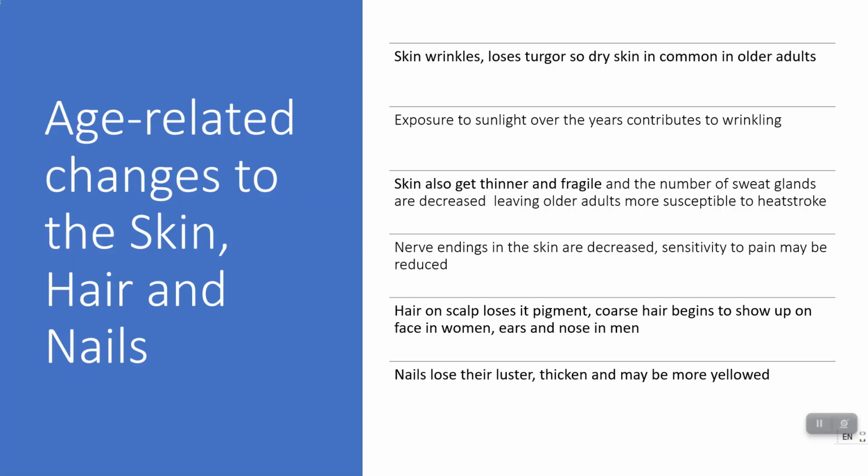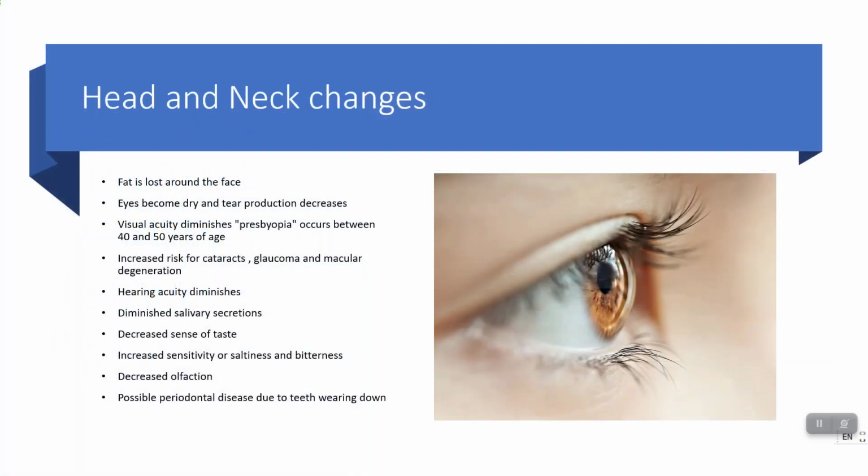The number of pigment-producing cells, which we call melanocytes, also decreases. Thus, the skin has less protection against UV radiation, such as that from sunlight. Our nails tend to change as we age. They lose their luster, they thicken, and they may become yellowed in color. Some notable changes to the head and neck.